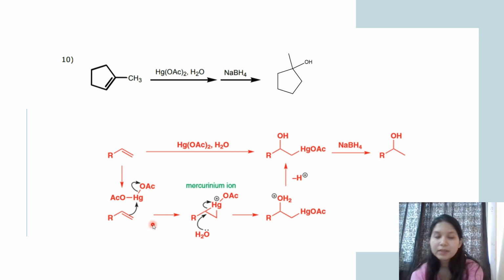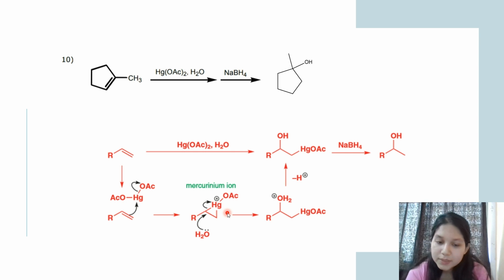Like for example, in last week's tutorial, we saw how iodination was happening with alkene. So similarly, you used to get iodination via an intermediate, in which you used to get this three-membered reactive intermediate. Similarly, in this case as well, you get this mercurinium ion.